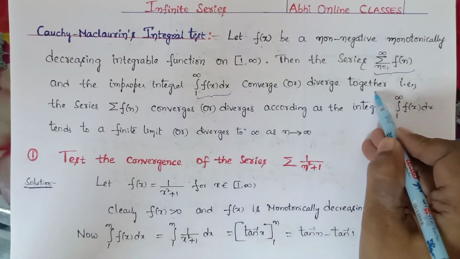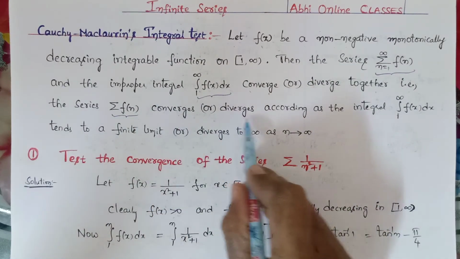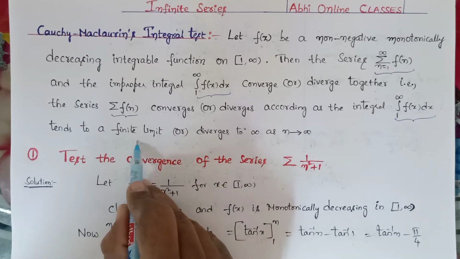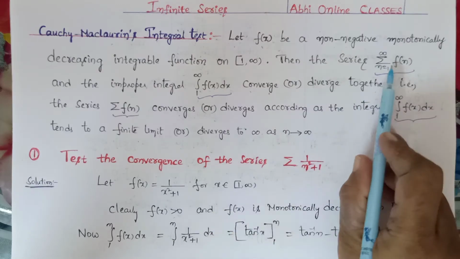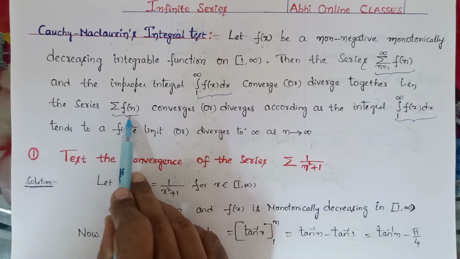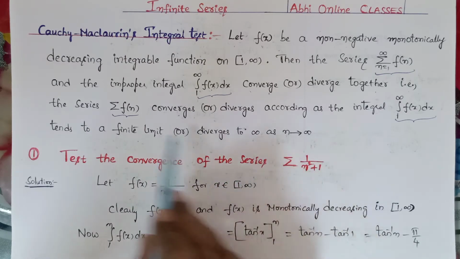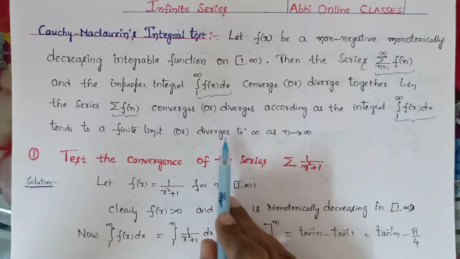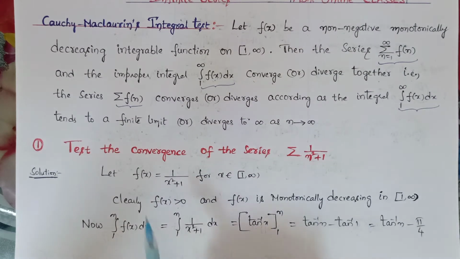converge or diverge together. That is, the series sigma f of n converges or diverges according as the integral from 1 to infinity f of x dx tends to a finite limit or diverges to infinity as n tends to infinity. That is, these two either converge together or diverge together. This sigma f of n converges if this integral tends to a finite limit as n tends to infinity. This sigma f of n diverges if the integral 1 to infinity f of x dx diverges to infinity as n tends to infinity. Now we will see one problem.